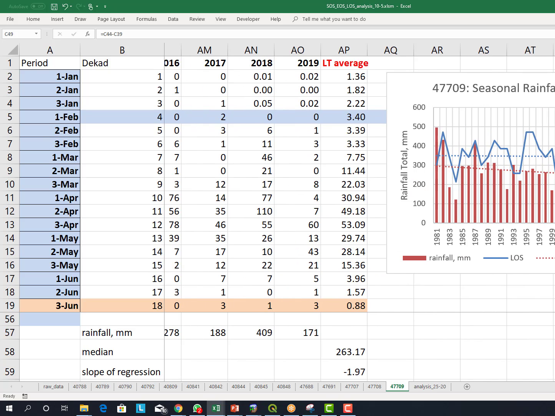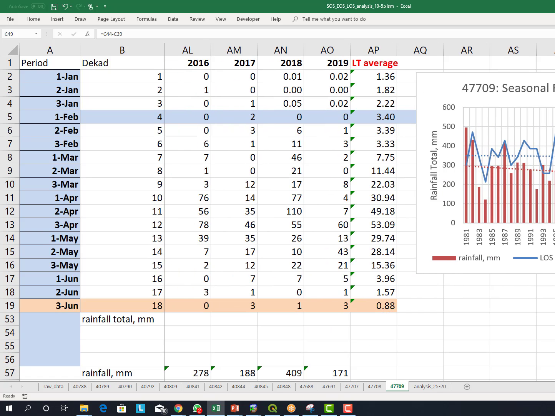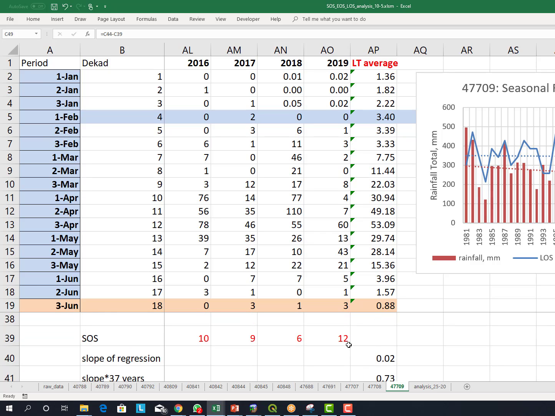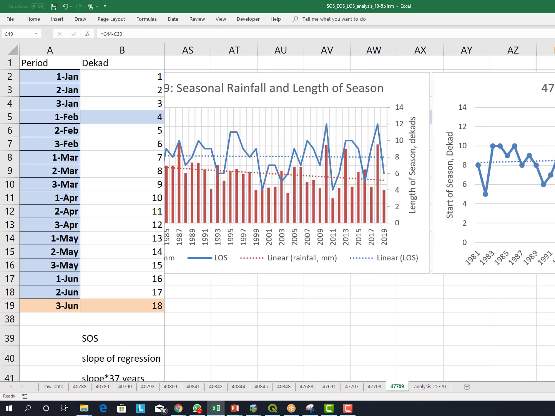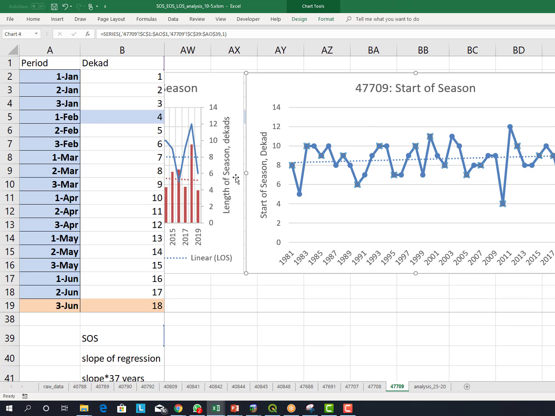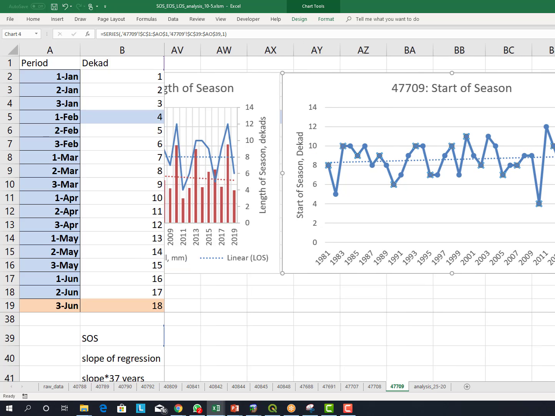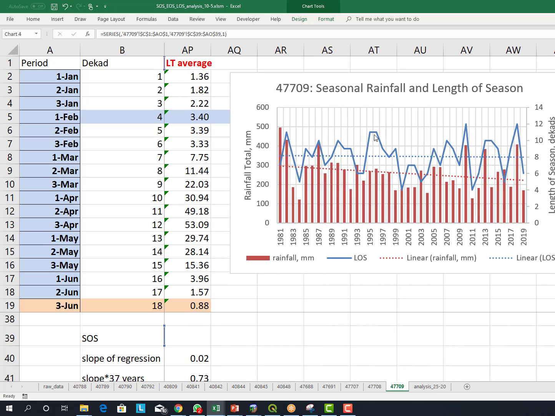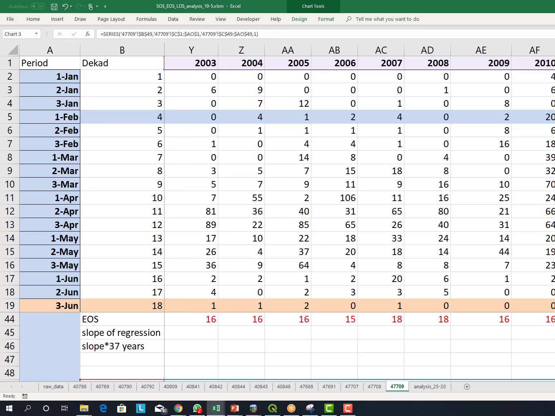Then here we have the first plot that we have is for the start of season. That is this plot right here. This is telling us if the season is starting later or earlier. Then this plot right here, this one is the length of season, and the red bars are the seasonal totals. Then we calculate the slope for each of those, and that's what we are going to map.